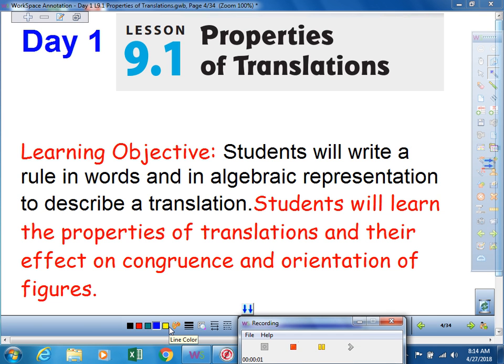Our learning objective today, we will write the rule in words. You might want to write this down because this is not on that note sheet that I provided for you. And the algebraic representation to describe these translations. And then we'll also learn the properties of translations that affect their congruence and orientation of figures.